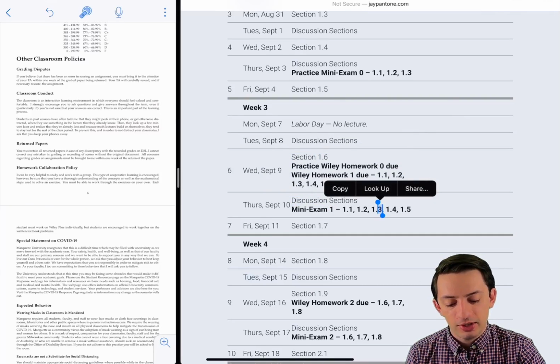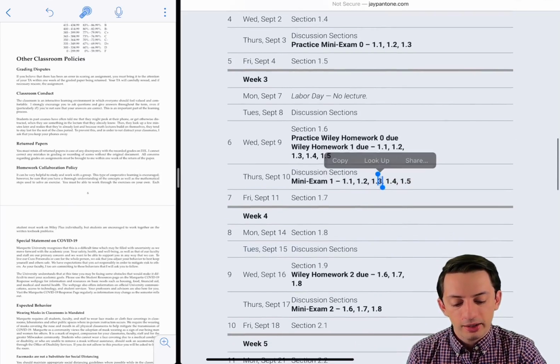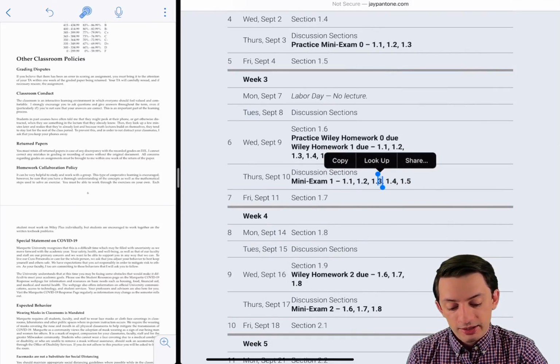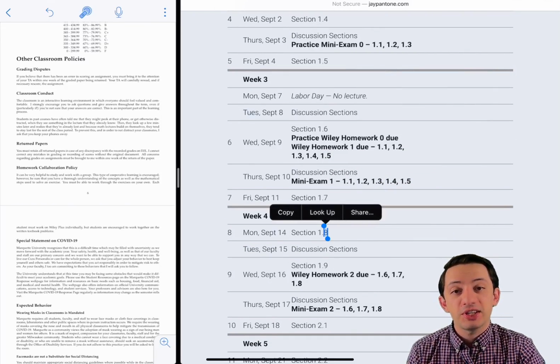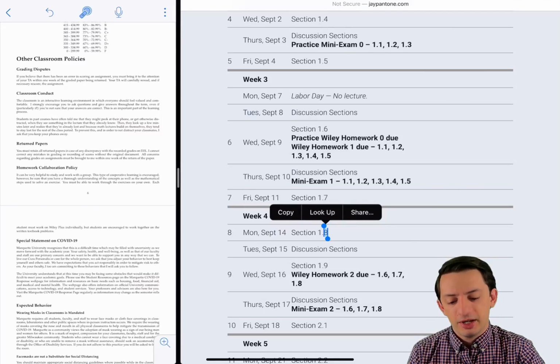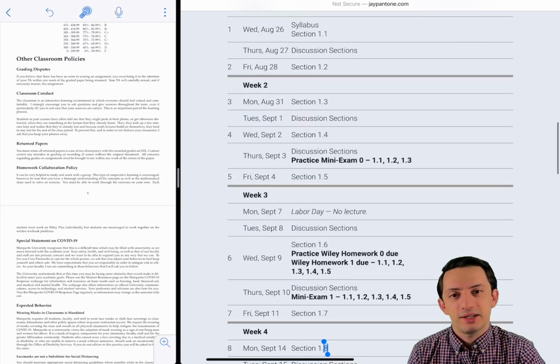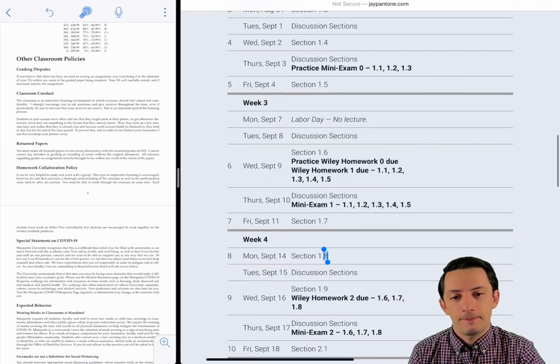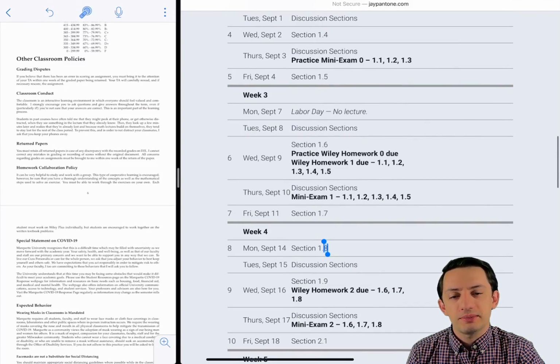On Wednesday, September 9th, you'll have Wiley Plus Homework 1 due. It's going to cover everything that we've done up to that point. So it will cover a little bit more than normal because we didn't have a Wiley Plus assignment on this week 2 here. So that's going to be due sometime in the evening.